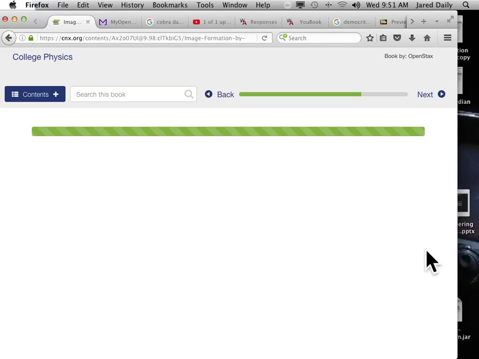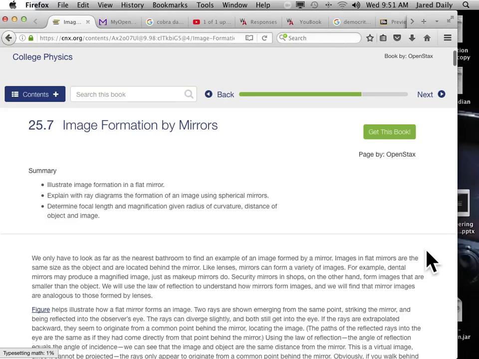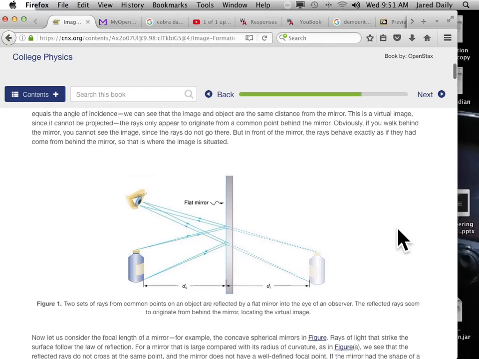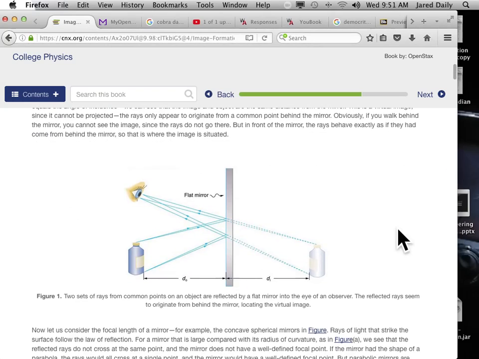Now, mirrors, image formation. Image formation with mirrors follows a very similar process, but different rules, right? With mirrors, you don't have refraction, you don't have the thin lens equation. What you have with a mirror is that light bounces off at the same angle that it hit with, relative to the normal of the mirror.